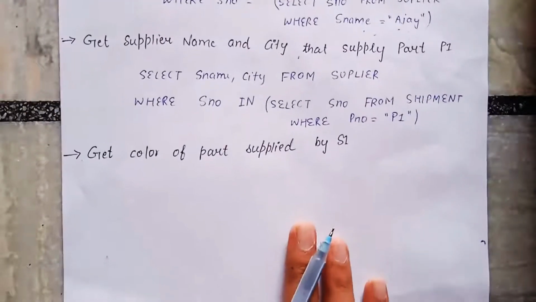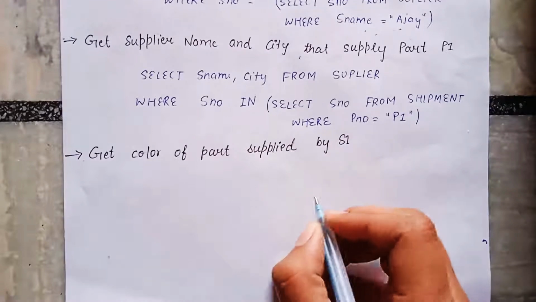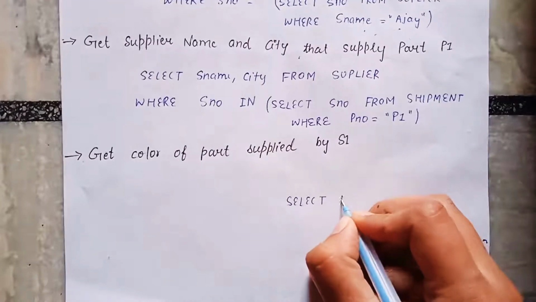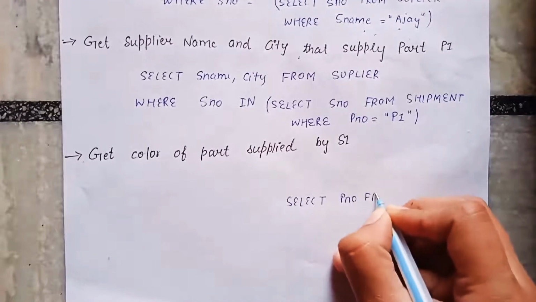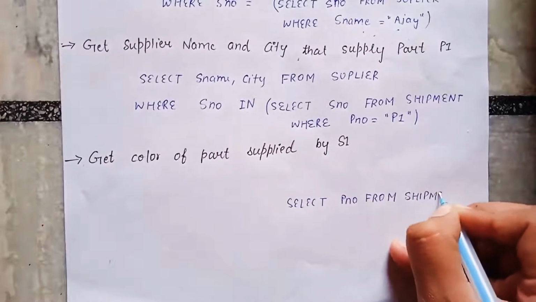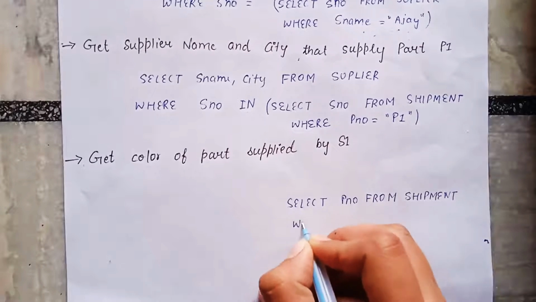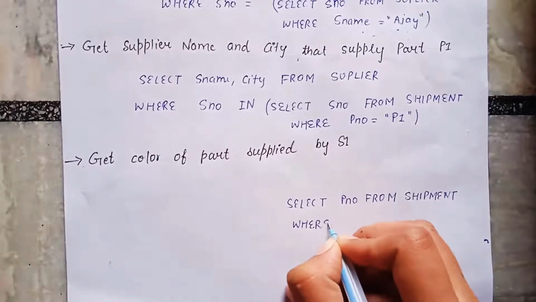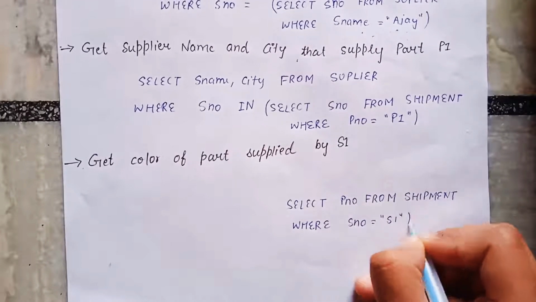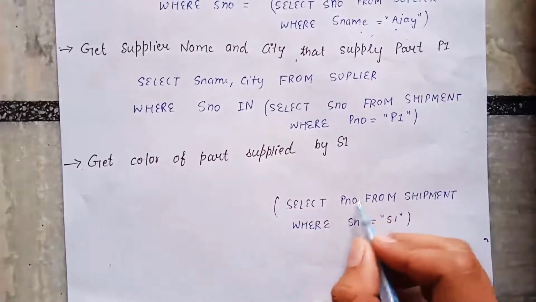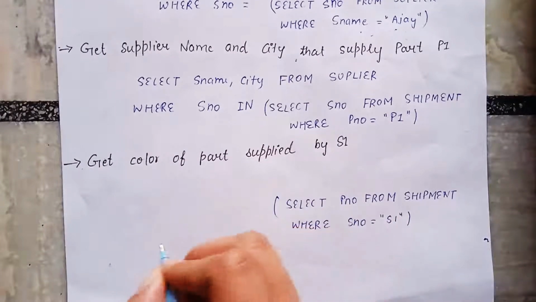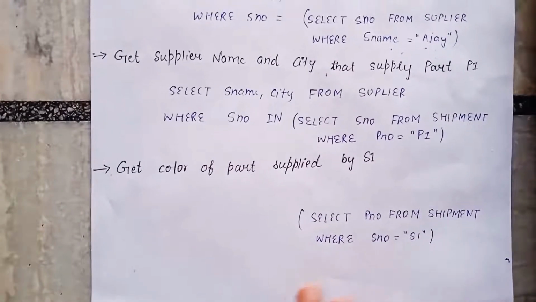Now let's see how do we write this query. As I told you, firstly we will select P number from the shipment table where S number is equal to S1. So here we will get to know about the part numbers from the shipment that are supplied by S1, and then we'll get the colors of all these parts from the parts table.